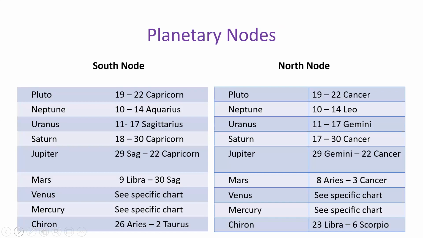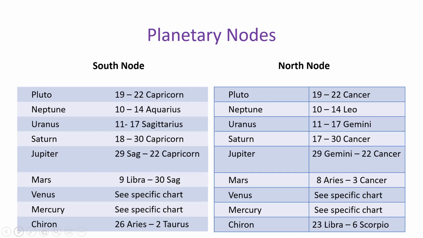All right. Here is a list of the planetary nodes. The south node of Pluto, for example, between 19 and 22 of Capricorn. The north node also between those degrees. Now, please, when you're looking at this as a visual, it does look like the north and south nodes are going to occupy positions that are 180 degrees apart from one another. But this is not so. They're within that range. And really it's very important to consider Pluto at 19 to 22 of Capricorn, that south node.